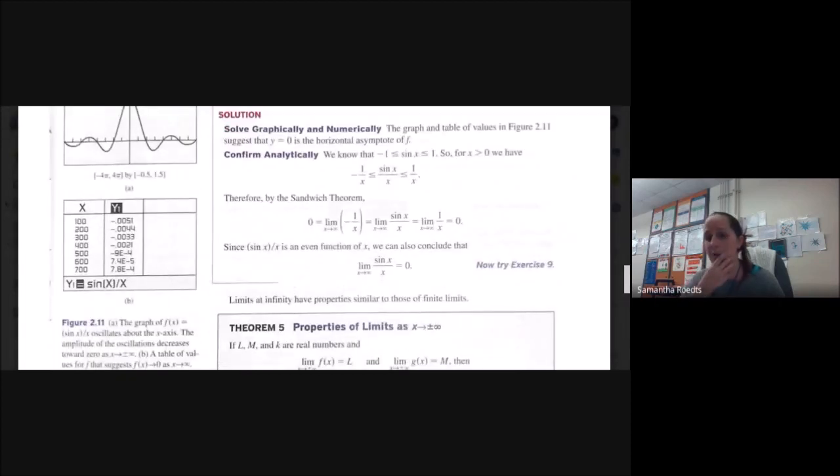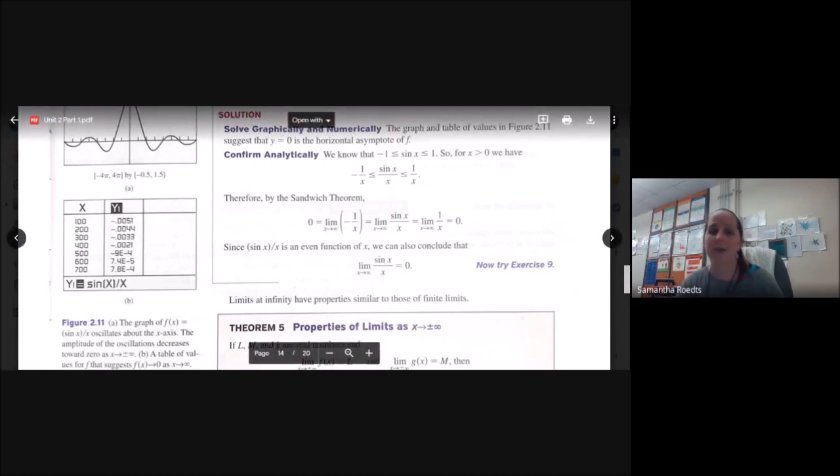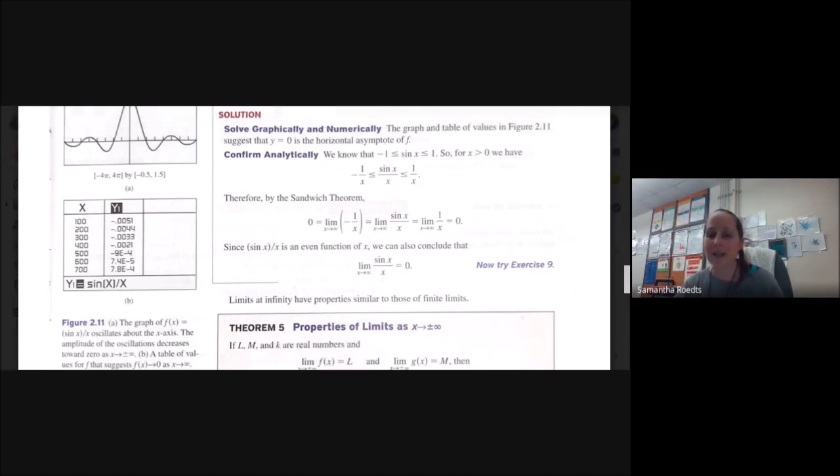So therefore, by the sandwich theorem, it's 0, because the limit as x approaches infinity of negative 1 over x equals the limit of sine x over x as x approaches infinity, which equals the limit of 1 over x as x approaches infinity, which all equals 0. Since sine x over x is an even function of x, we can conclude that it does equal 0.